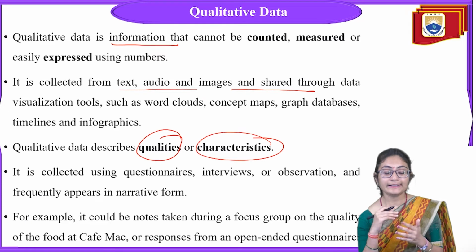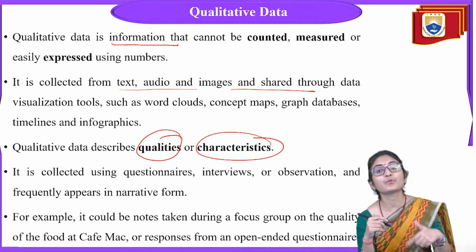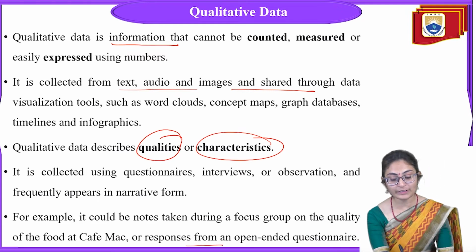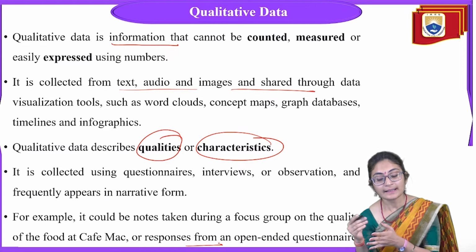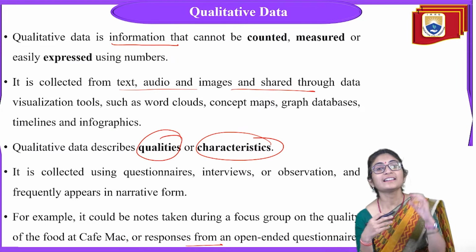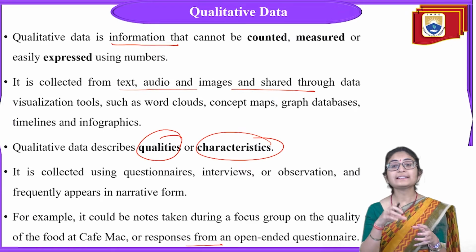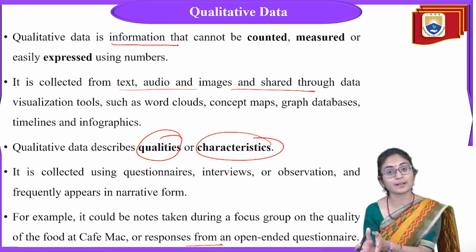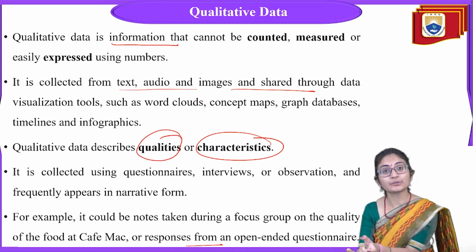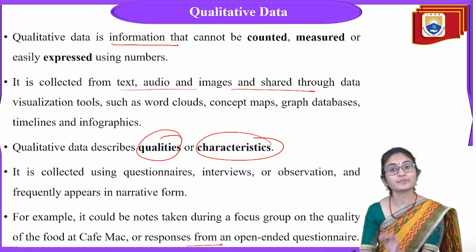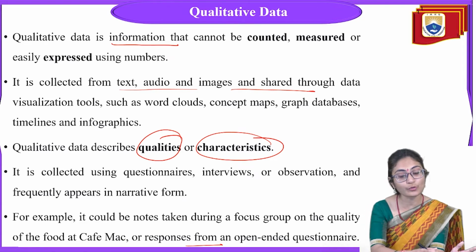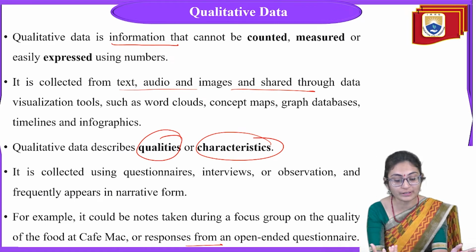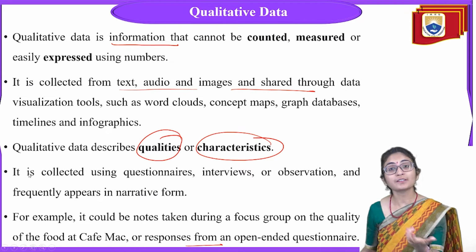For example, it could be notes taken during a focus group on the quality of the food at Cafe Mac, or responses from an open-ended questionnaire. That means here you are collecting the data, and you are finding some quality of the data. You are finding some important characteristics of the data. This is qualitative data. It will not show in the form of numbers or numerical values. It will show only quality. It will describe any physical object. It will describe a particular quality of the data.